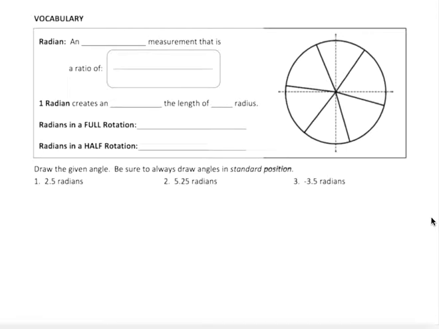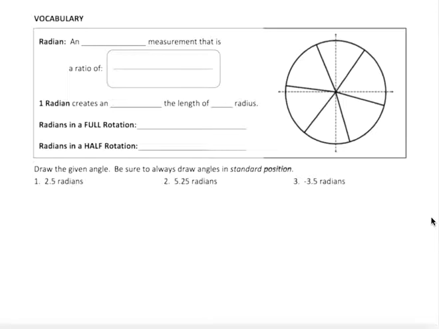Advanced Algebra 6.4. We're going to look at radian measurements of angles. There are really two different ways that radian angles can be written. One way is written just as a decimal. That's what we're going to look at in this one. The other way is in terms of pi. I'm going to do that in a separate lesson.